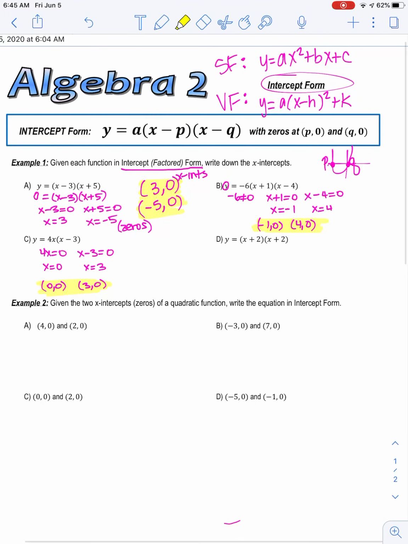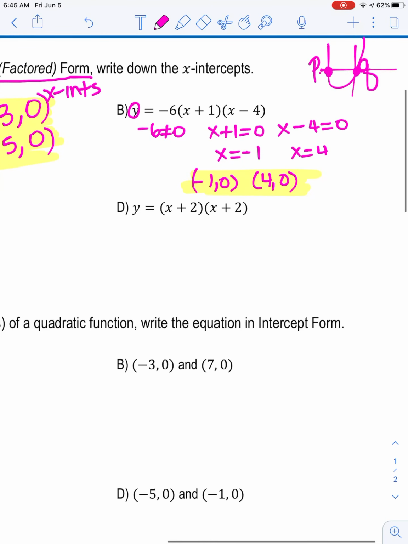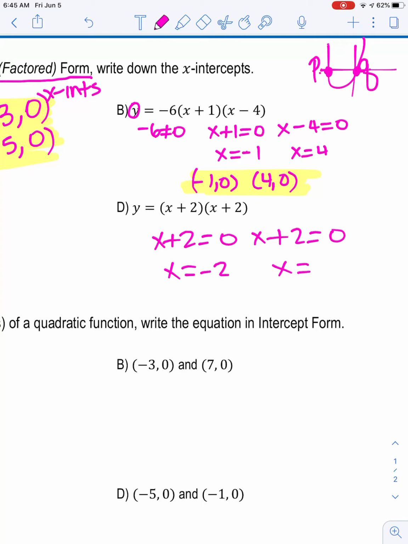We can just do this last one together. Notice here I have an x plus 2, and I have another x plus 2. So when I solve, I get x equals negative 2, and I get x equals negative 2 again. This basically means you just have one x-intercept. It's repeated, so you don't have to write it out twice. You can just say your x-intercept is (negative 2, 0).